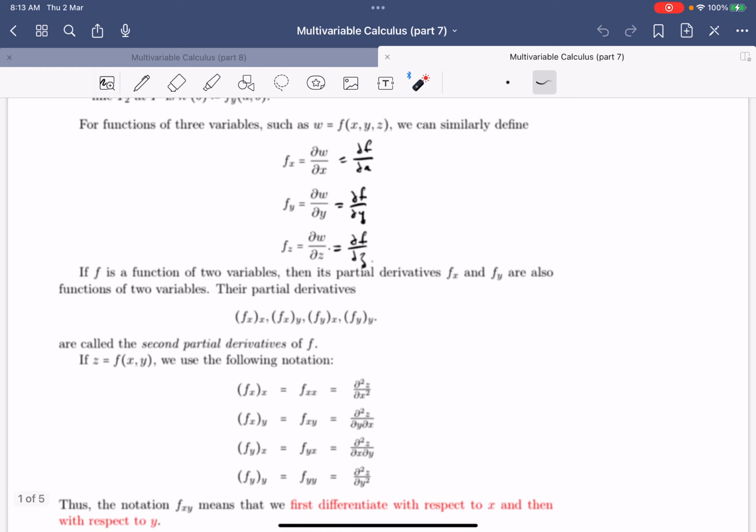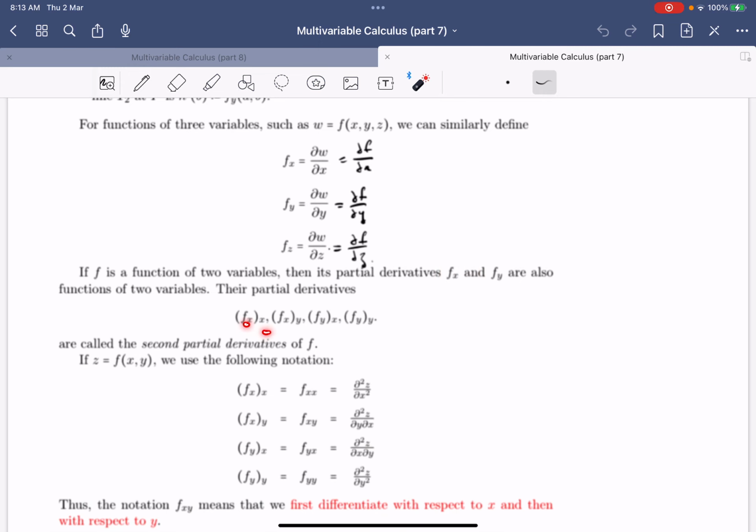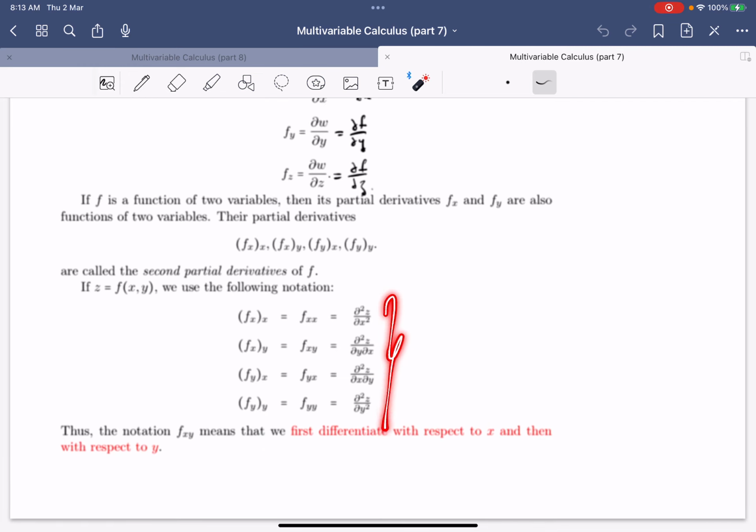Also, when you have two variables and you take the partial derivative of its partial fx, then you get two more, because you can take the partial derivative of this with respect to x or y, so you get either fxx or fxy. And similarly for fy, you can get fyy or fyx. And we use the notation as follows. So fxy means that we differentiate with respect to x first, then y.